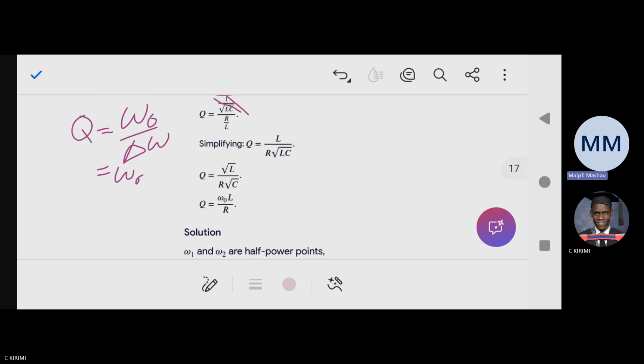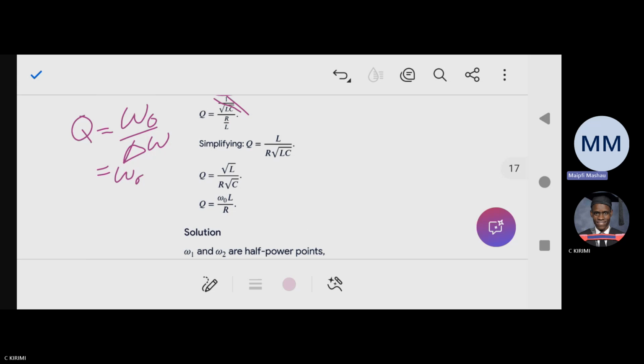the given formula, which I must know, which is W omega naught, which is L over square root of LC, right? That's the given formula. And then we know from our calculation yesterday that change in W is L over R. So now Q equals omega naught over change in omega, which is given by 1 over square root LC, all over L over R.